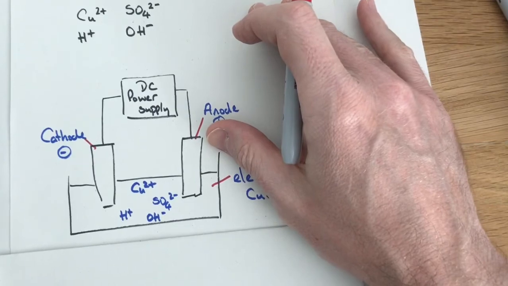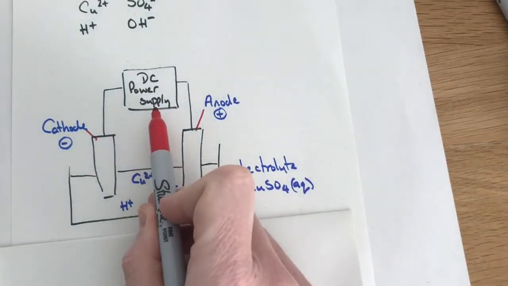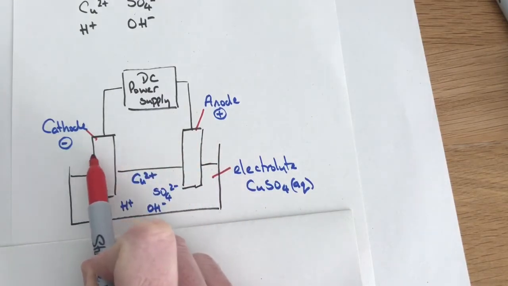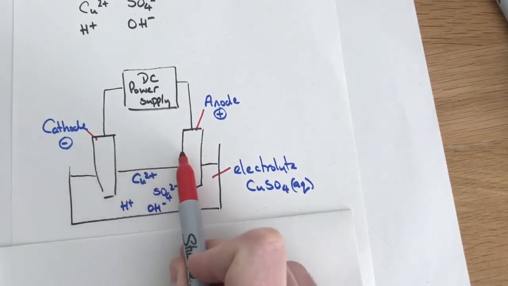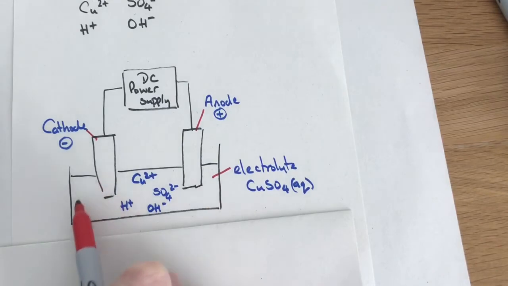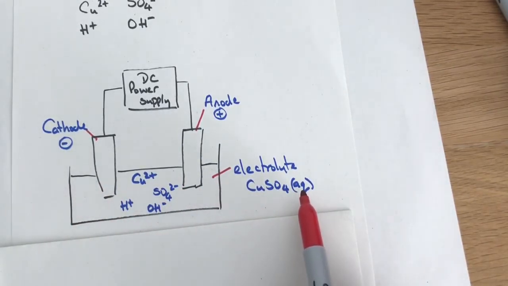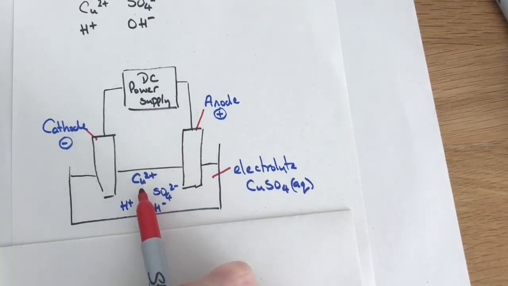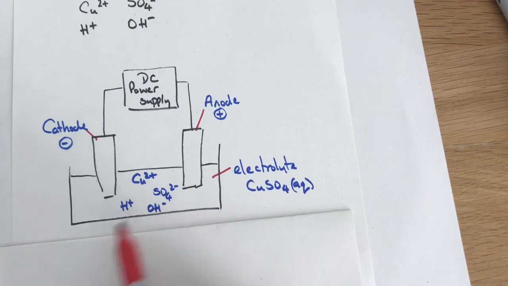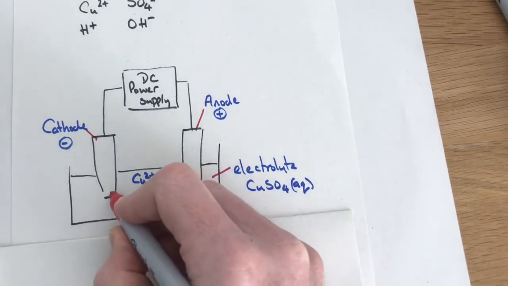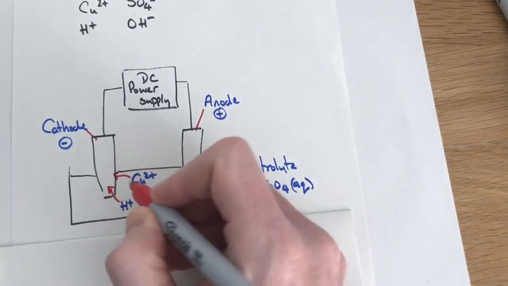So here's the diagram showing you the setup. Okay, so we have our DC power supply that we need to do electrolysis. We've got our anode and we've got our cathode. Remember, these are going to be made from graphite in this example, and they are sitting in the electrolyte, which is copper sulfate solution. And as we've just seen, that means it contains copper ions, sulfate ions, hydrogen ions, and the hydroxide ions. So cations are going to head towards the cathode. So these are going to start to migrate this way.